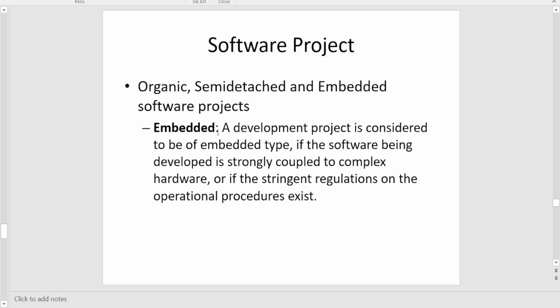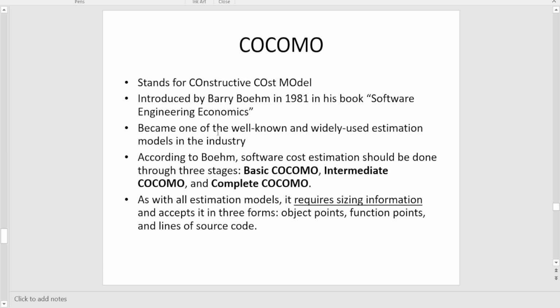Based on the three different types of projects, you have those coefficients that we discussed in the previous slide. So either a project can be semi-detached, or organic, or embedded. If you know all these things, we can go ahead. Now we can have a COCOMO based estimation, the constructive cost model. COCOMO stands for constructive cost model. It was introduced by Barry Boehm, and it has three versions: basic COCOMO, intermediate COCOMO, and complete COCOMO.